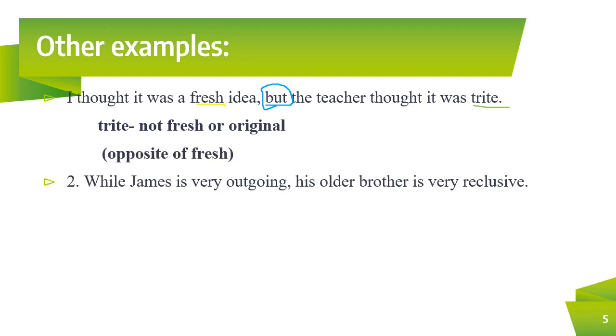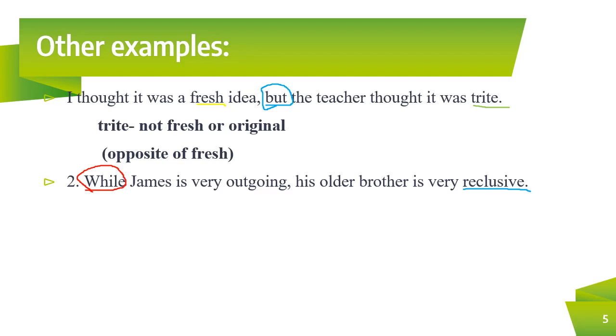While James is very outgoing, his older brother is very reclusive. What do you think now is the unfamiliar word? Okay, correct. It's reclusive. Is there any word that signifies antonym or opposite? Yes, there is, and that is the word while. So we already have three words that signify contrast or opposite or antonym. So we have unlike, we have but, and we have while.